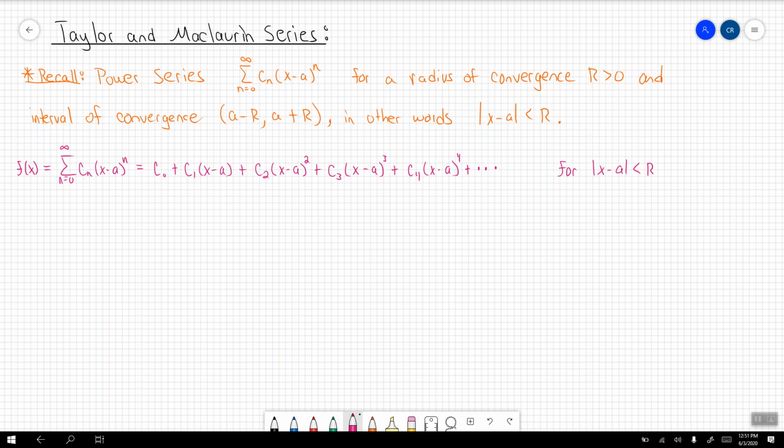And so to start off this section, I want you to recall what we were doing with power series in the previous sections. We were able to grab a power series notation for a function that had a radius of convergence R greater than 0 and an interval of convergence of a minus R all the way to a plus R. In other words, we were looking at this interval of convergence with this radius just being the absolute value of x minus a being less than R.